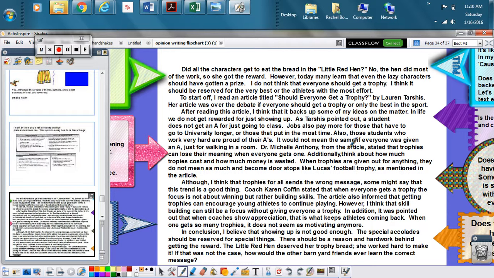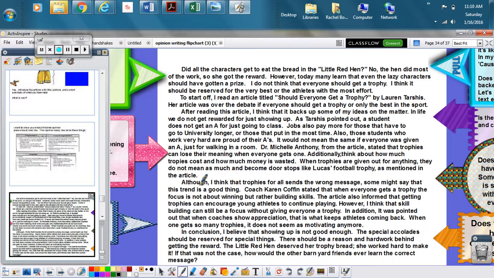Dr. Michelle Anthony from the article stated that trophies can lose their meaning when everyone gets one. Additionally, think about how much trophies cost and how much money is wasted. So again, that's my point. And then I want to back that up with text evidence. When trophies are given out for anything, they do not mean as much and become doorstops, like Lucas's football trophy, as mentioned in the article. And so here, as you can see, there's a balance of me giving my ideas and backing that up with text evidence. And then I want to move into my fourth paragraph.